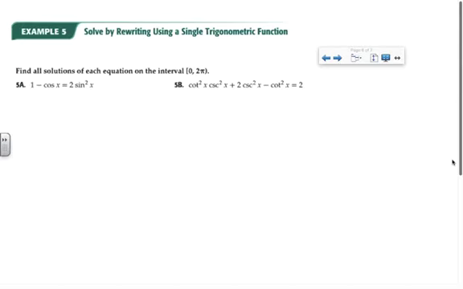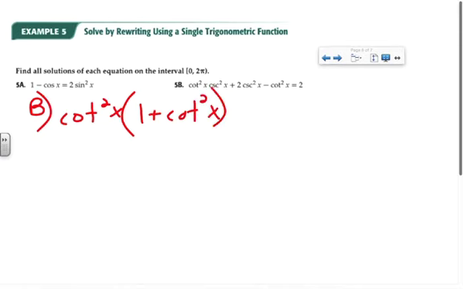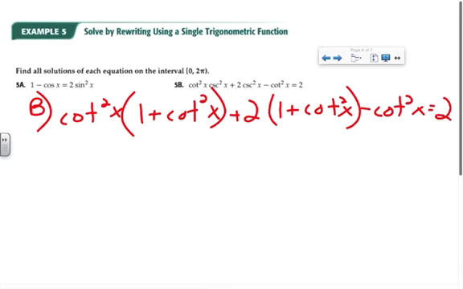In part B, I have everything in terms of cotangent squareds and cosecant squareds. And so you know from your reference sheet that there is a Pythagorean identity relating the two of them. So you really just need to pick. Myself personally, I'm going to substitute 1 plus cotangent squared in for cosecant squared. So I'll have cotangent squared of x times 1 plus cotangent squared of x plus 2 times 1 plus cotangent squared of x minus cotangent squared of x equals 2.